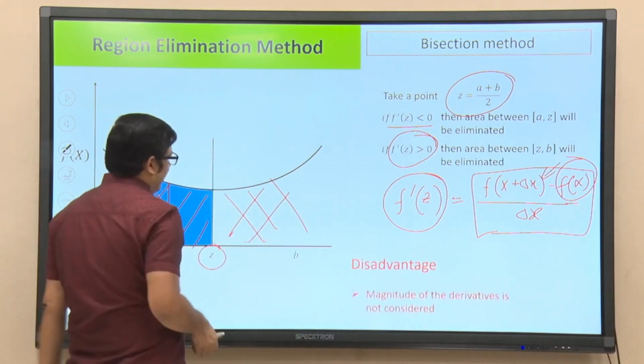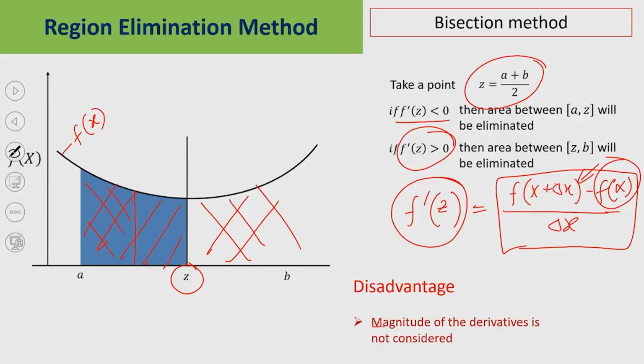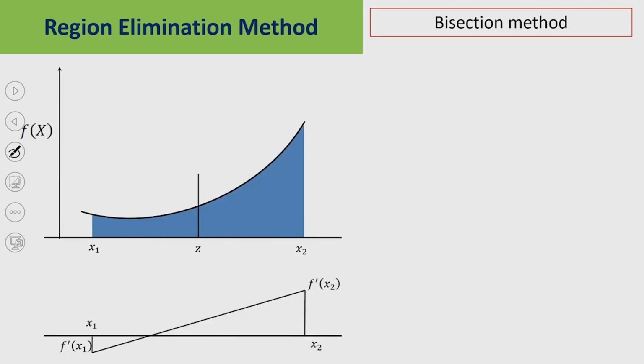The disadvantage here is that the magnitude of the derivative is not considered. We have considered only the sign of the derivative, whether it is a positive or negative value, but we are not considering the magnitude of the derivative. So, we can modify this. Now, let us see that this is the derivative at x2 and this is the derivative magnitude at x1.